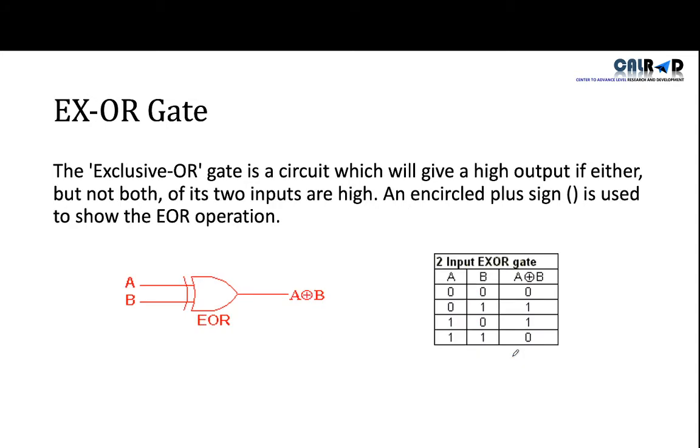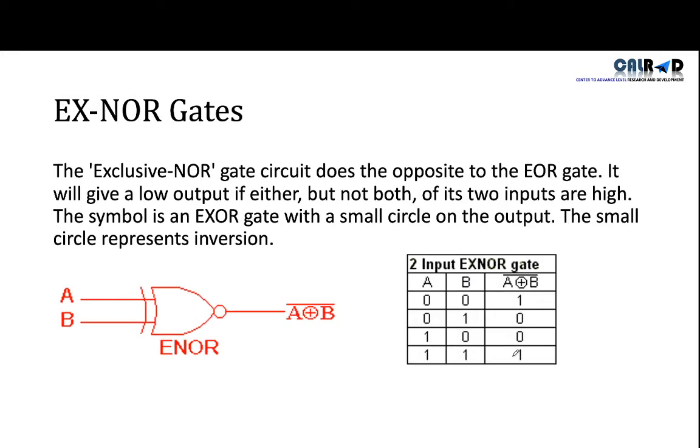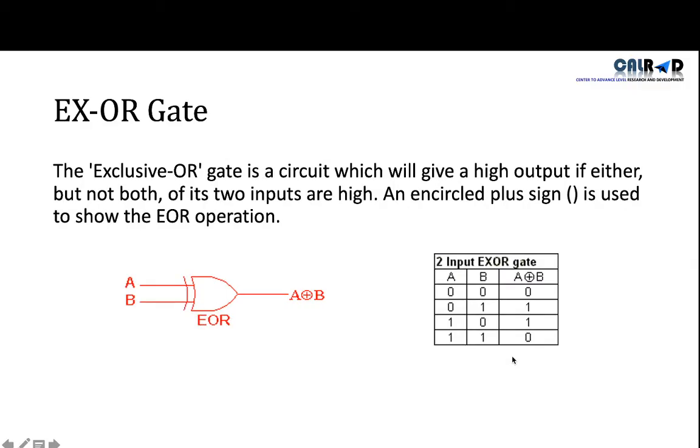Now we talk about other types of gates, that are the XOR gate and the XNOR gate. So what is the XOR gate? The exclusive OR gate is a circuit which will give a high output if either, but not both, of its 2 inputs are high.